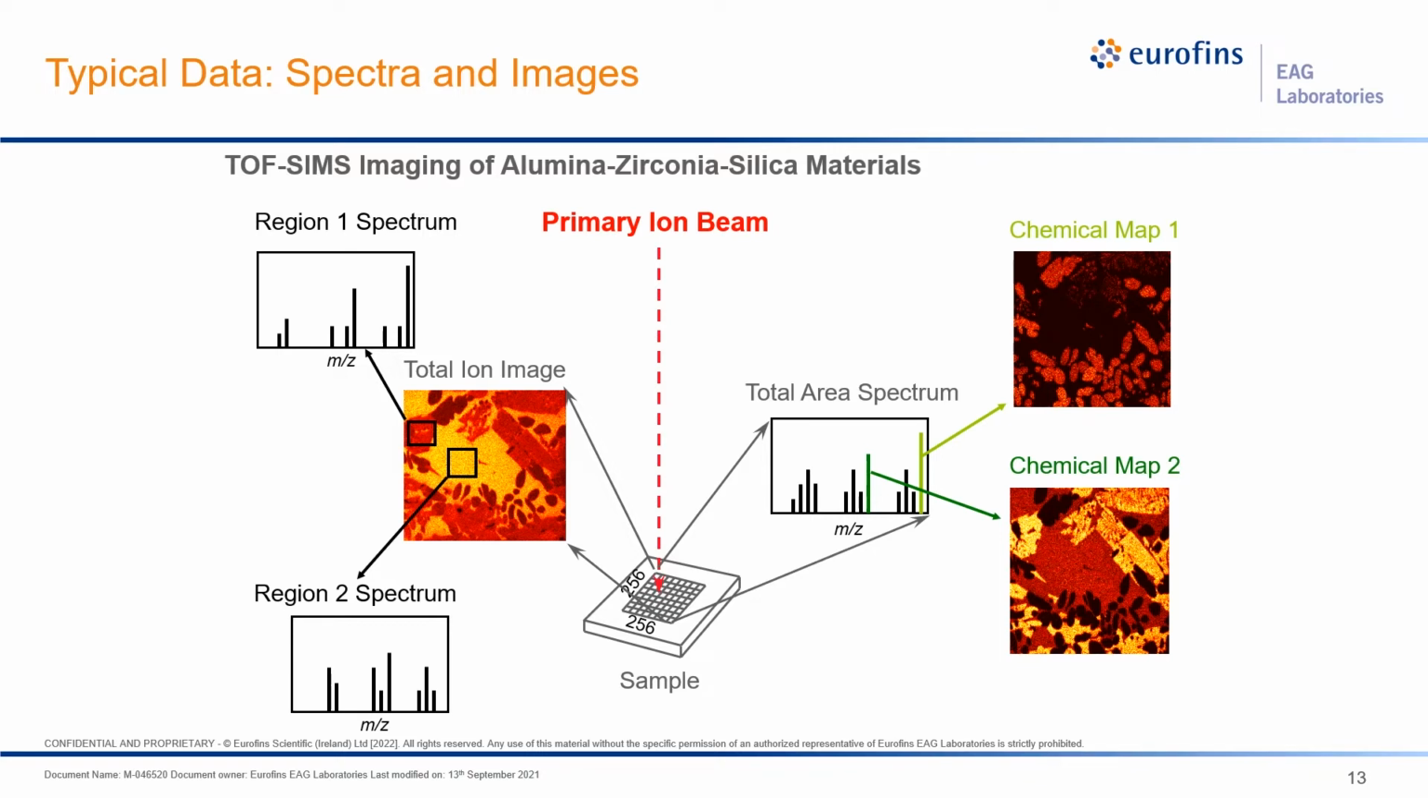The other thing we can do in imaging mode is to look at the total ion image and try to get a spectrum of one area compared to another. And from that, you will get spectra that look different. And interpreting this combination of spectra and images to basically tell a story from the data obtained and turn that into useful information for customers is really what we're doing with TOF-SIMS.